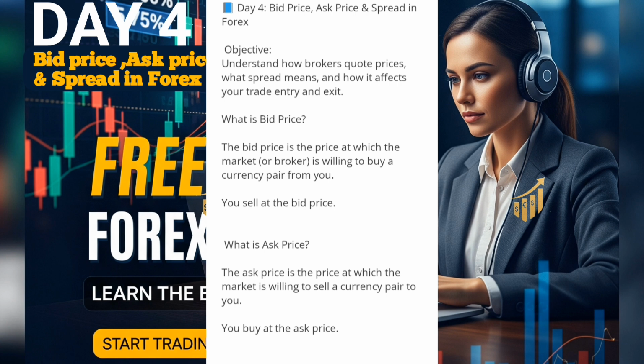What is bid price? The bid price is the price at which the market, or broker, is willing to buy a currency pair from you. You sell at the bid price. What is ask price? The ask price is the price at which the market is willing to sell a currency pair to you. You buy at the ask price.